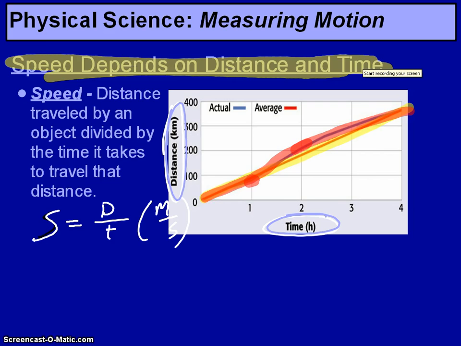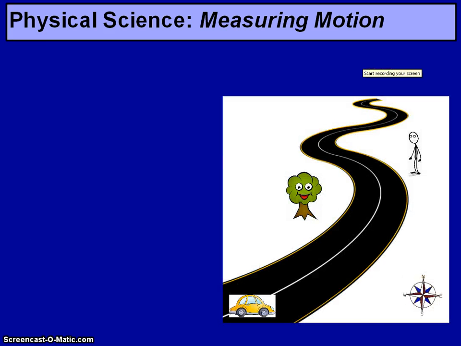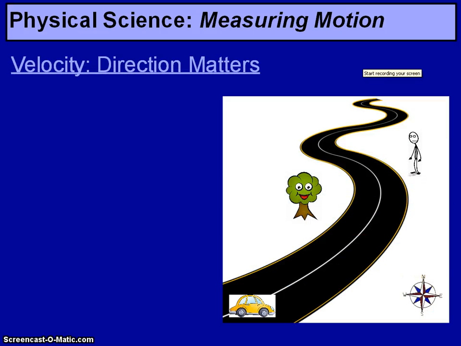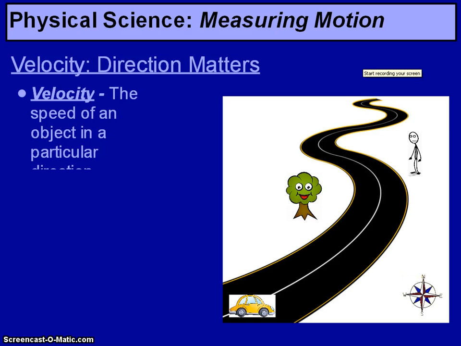Okay, let's move on to the next page. Now, I don't have a lot of topics here. I just want to make sure we get through everything. Now, velocity. Okay, now, didn't we just talk about speed? Speed is your distance per time. Velocity is actually pretty much the same formula, but there is one small difference. Velocity is the speed of an object in a particular direction.